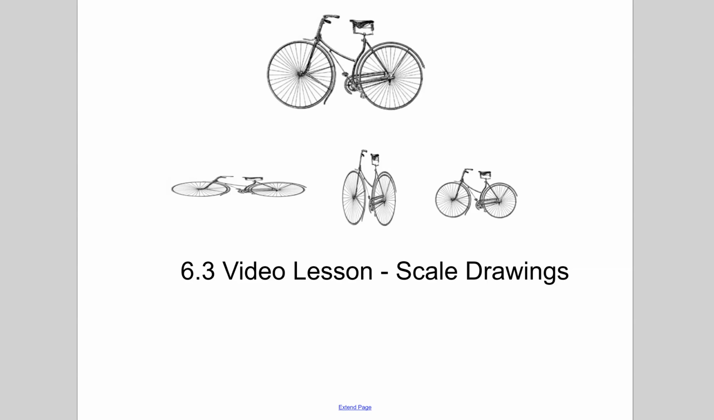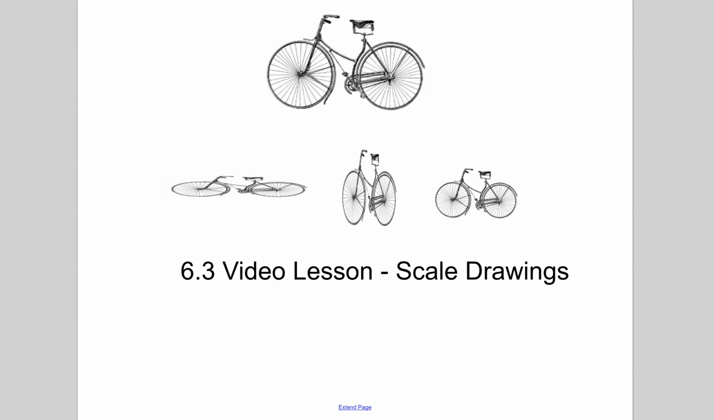Video lesson 6.3, scale drawings. So when talking about this unit, we were talking about dilations. And if we're looking at this bicycle here, these three things that are represented below have been altered with respect to the original image of this first bike.